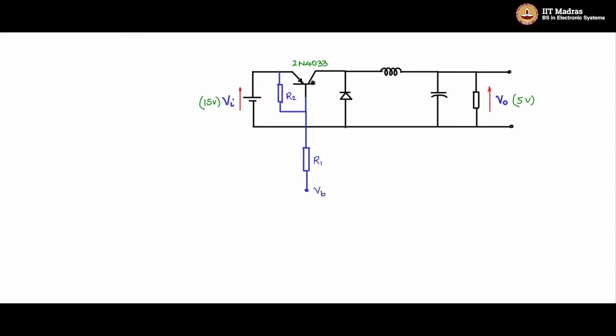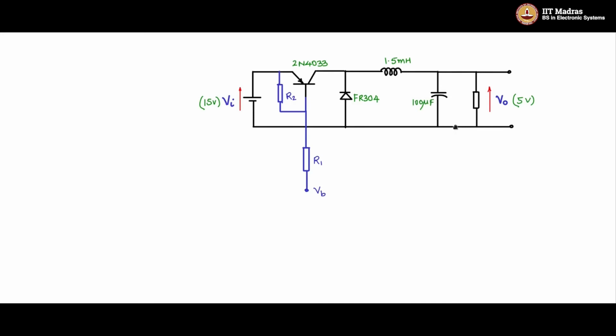This is a PNP transistor, easily available. Then a diode, you can use an FR304 diode, easily available in the common electronic shops. You can use a 1.5 millihenry inductor wound on a core. You have to design and wind it on a core.